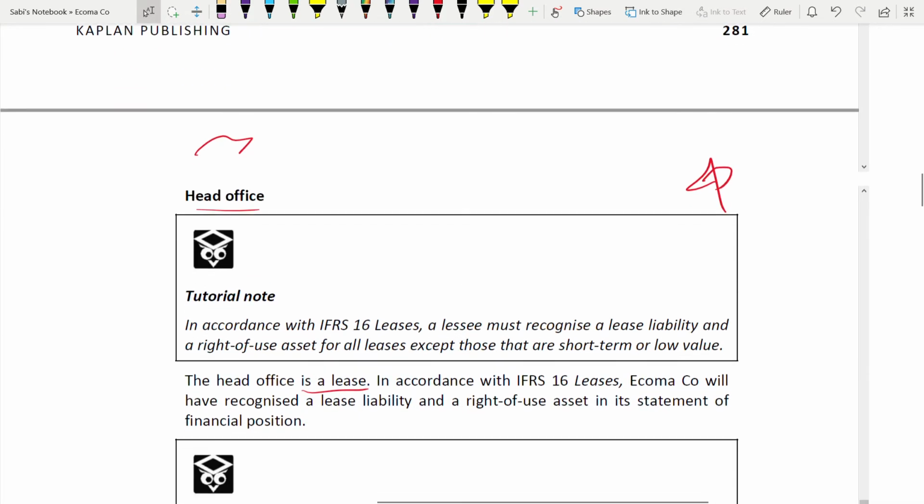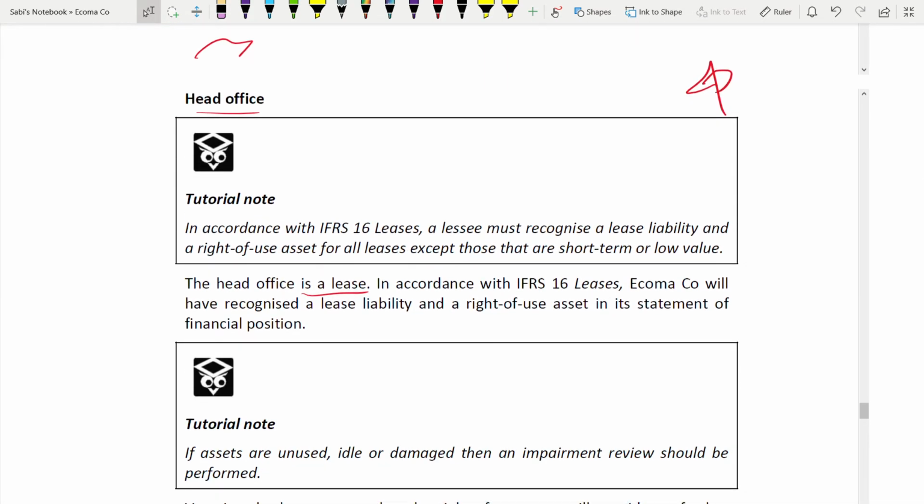Head office also needs a standard, IFRS 16, because it's a lease. So first define, say that it's a lease. So in accordance with IFRS 16, you will deal with it like this. So that means they have taken this head office as a lease. Who has taken it? Ecoma. So Ecoma is a lessor or a lessee. Identify that. Then only your accounting issue things come.